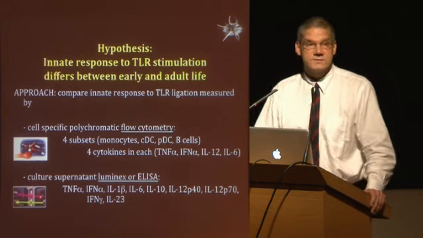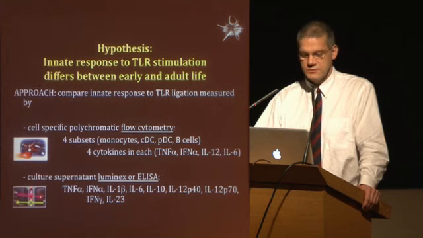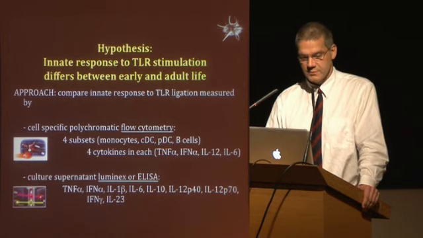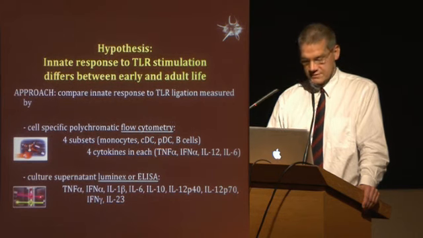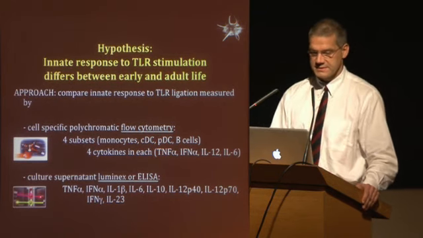So our hypothesis to start out with was that the innate response to, in this case, we focused on toll-like receptors, differs between early and adult life. And we approached this using cell-specific multichromatic or multiplexed flow cytometry, looking at the most important antigen-presenting cells, and also global cytokine screens using Luminex or ELISA systems.